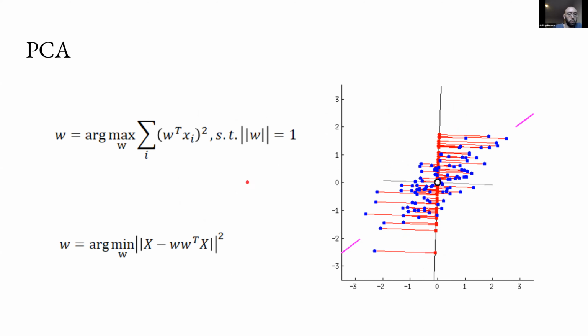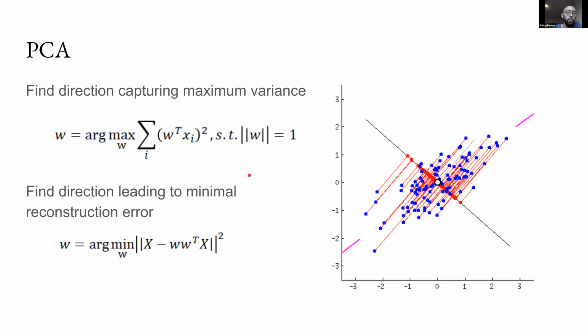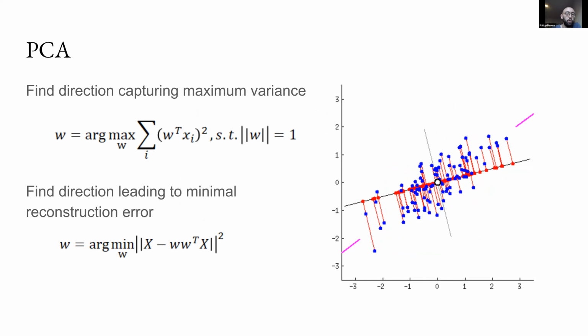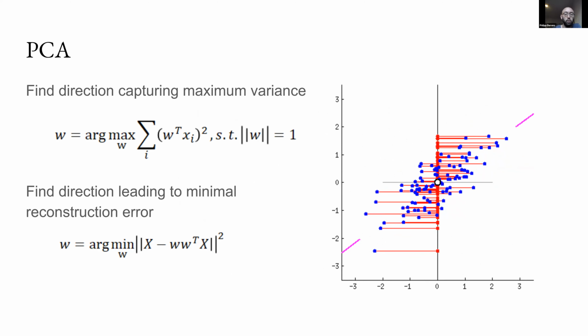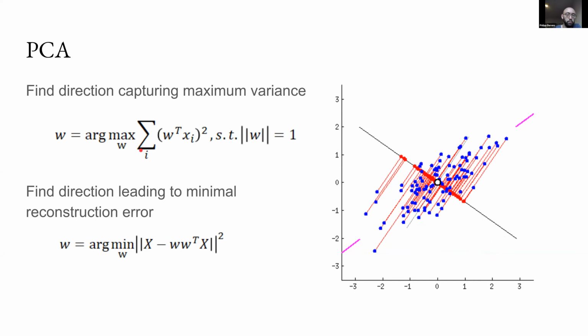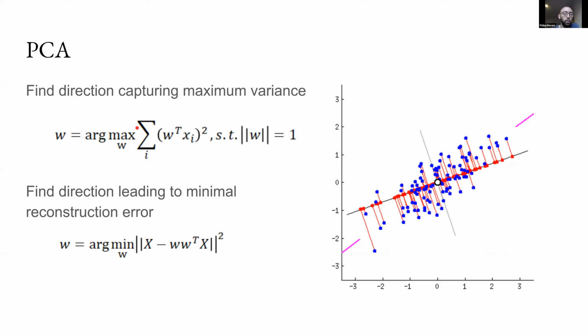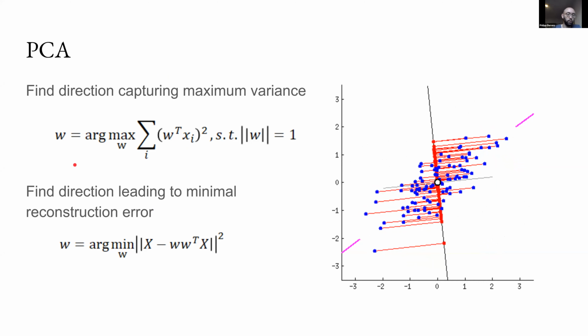Now, there's an algorithm called PCA, Principal Component Analysis. And the idea behind Principal Component Analysis is to take this high-dimensional data and compute one or two or several directions that capture the maximum amount of variance. You can see that written here in a mathematical form. And what is mathematically equivalent is to find the direction that leads to a minimal reconstruction error. So W here is the direction.